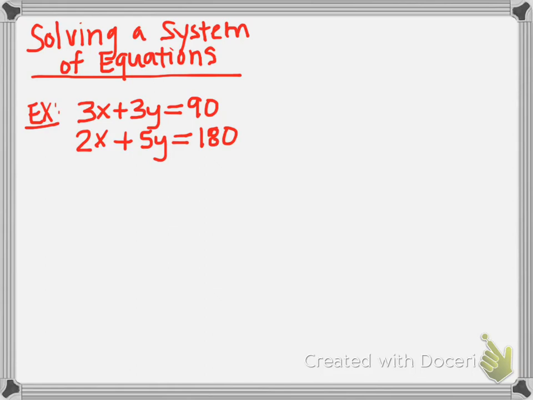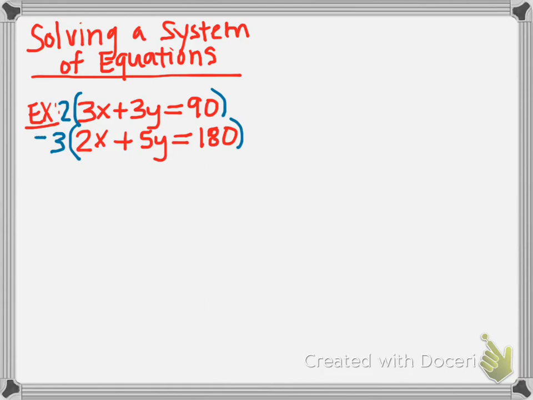I need to first choose which variable I want to eliminate. I think I'm going to eliminate the x terms. So if I look at them, I've got 3 and 2. I think if I multiply this first equation by a 2, that would give me a coefficient of 6 for my x term. And if I multiply the second equation by 3, I will also get a coefficient of 6. However, I need one of those coefficients to be negative, so I can make either the 2 or the 3 negative.